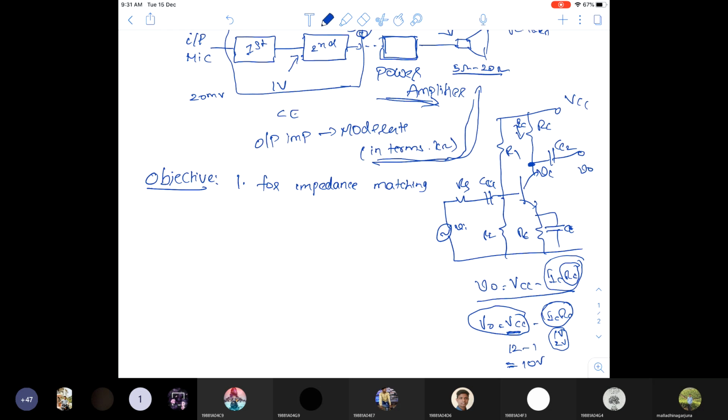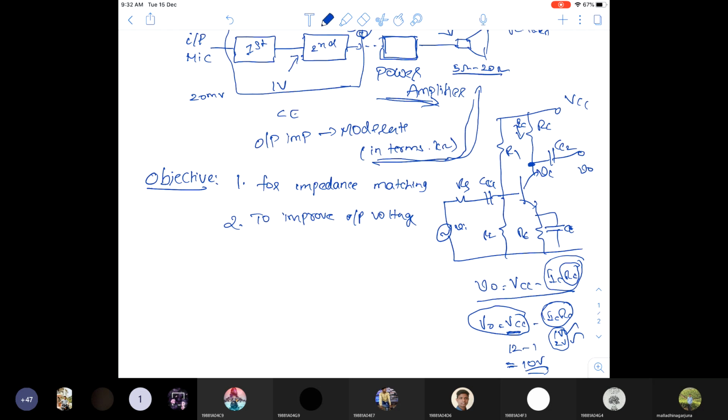To avoid this and retain the remaining 1 or 2 volts, again we go for power amplifiers, to improve the output voltage. Clear? So this is the second objective. The first objective is impedance matching. The second objective is to improve the output voltage. These are the two important objectives of power amplifiers.